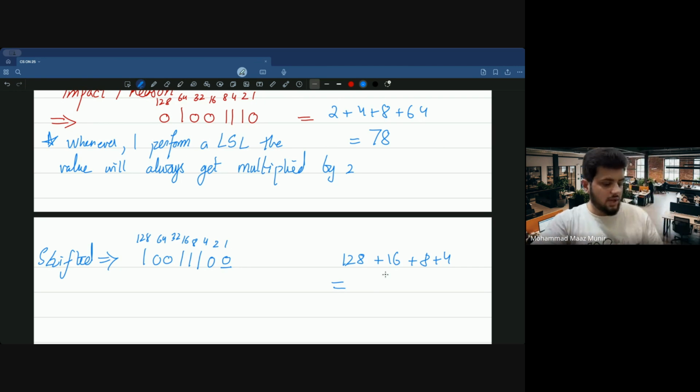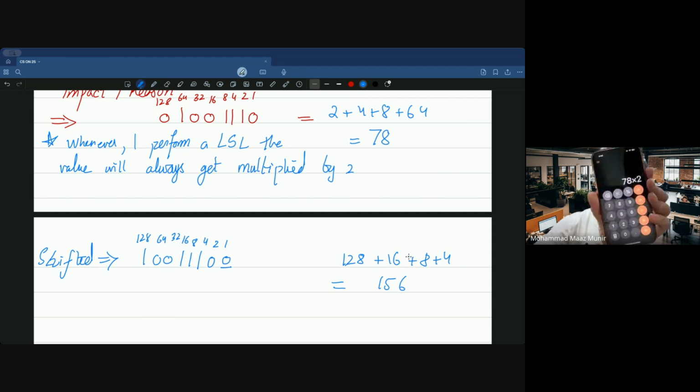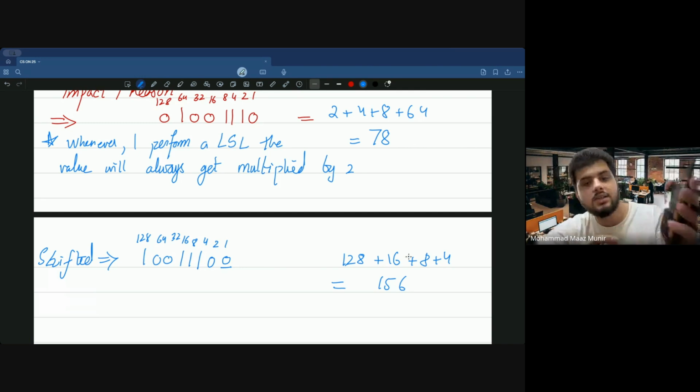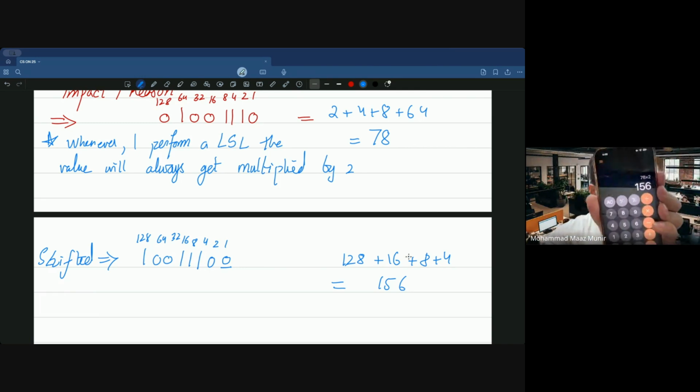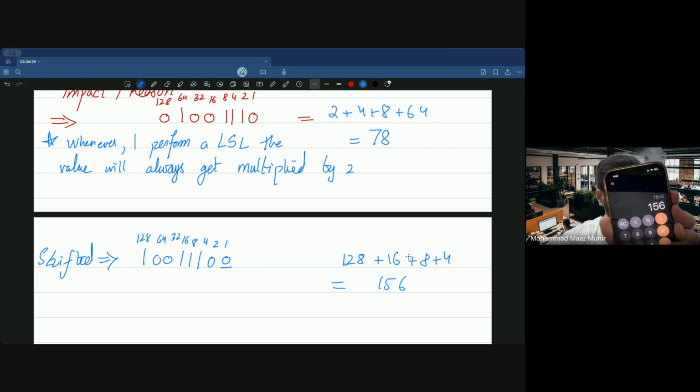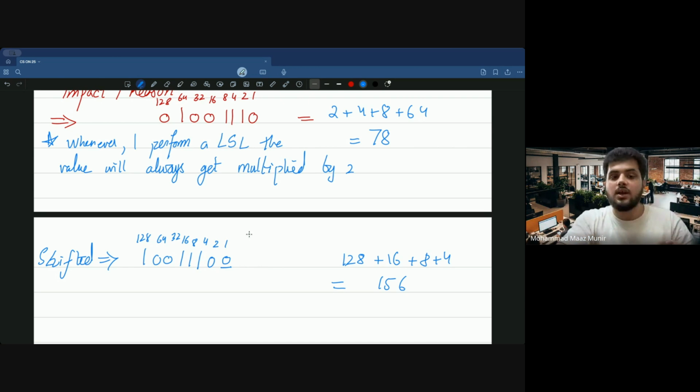Let's just save time by doing it on the calculator real fast. 128 plus 16 plus 8 plus 4. So it's 156. Now, guys, 156 is the exact double of 78. If I do 78 multiplied by 2, let me show it if you can see it on the calculator. It is 156. Can you see? It's 156. So this means that when we perform a leftward shift, the value will always get multiplied by 2.